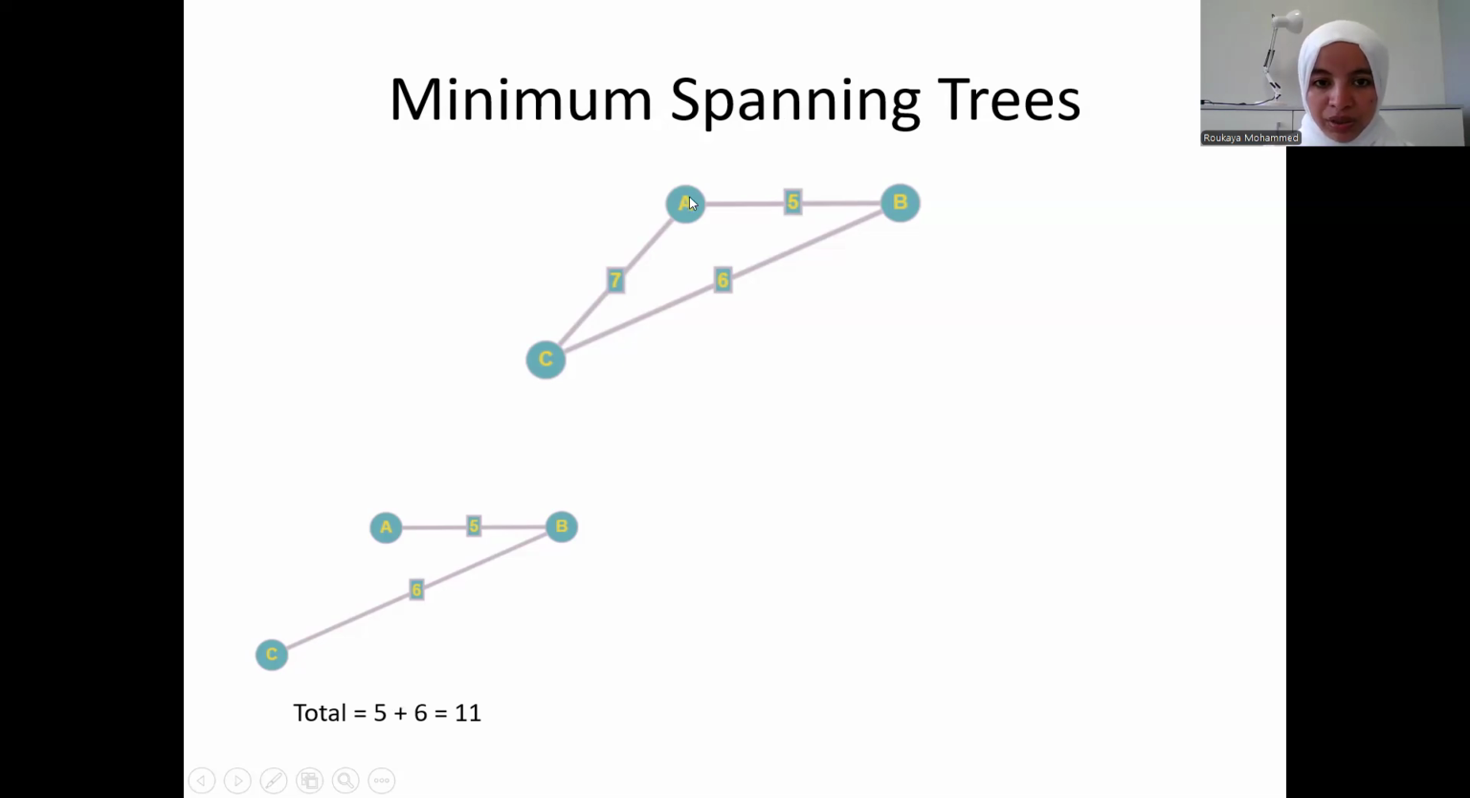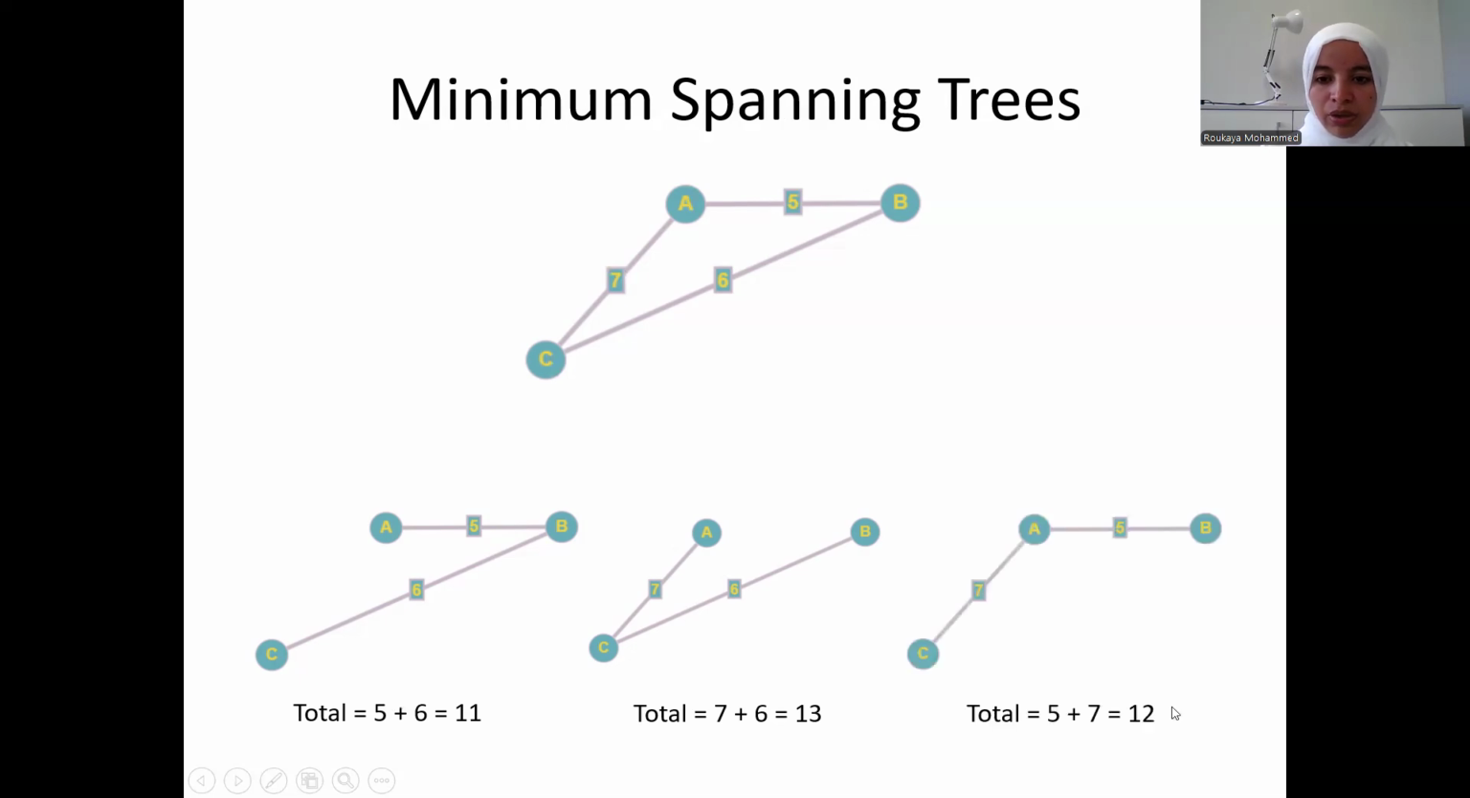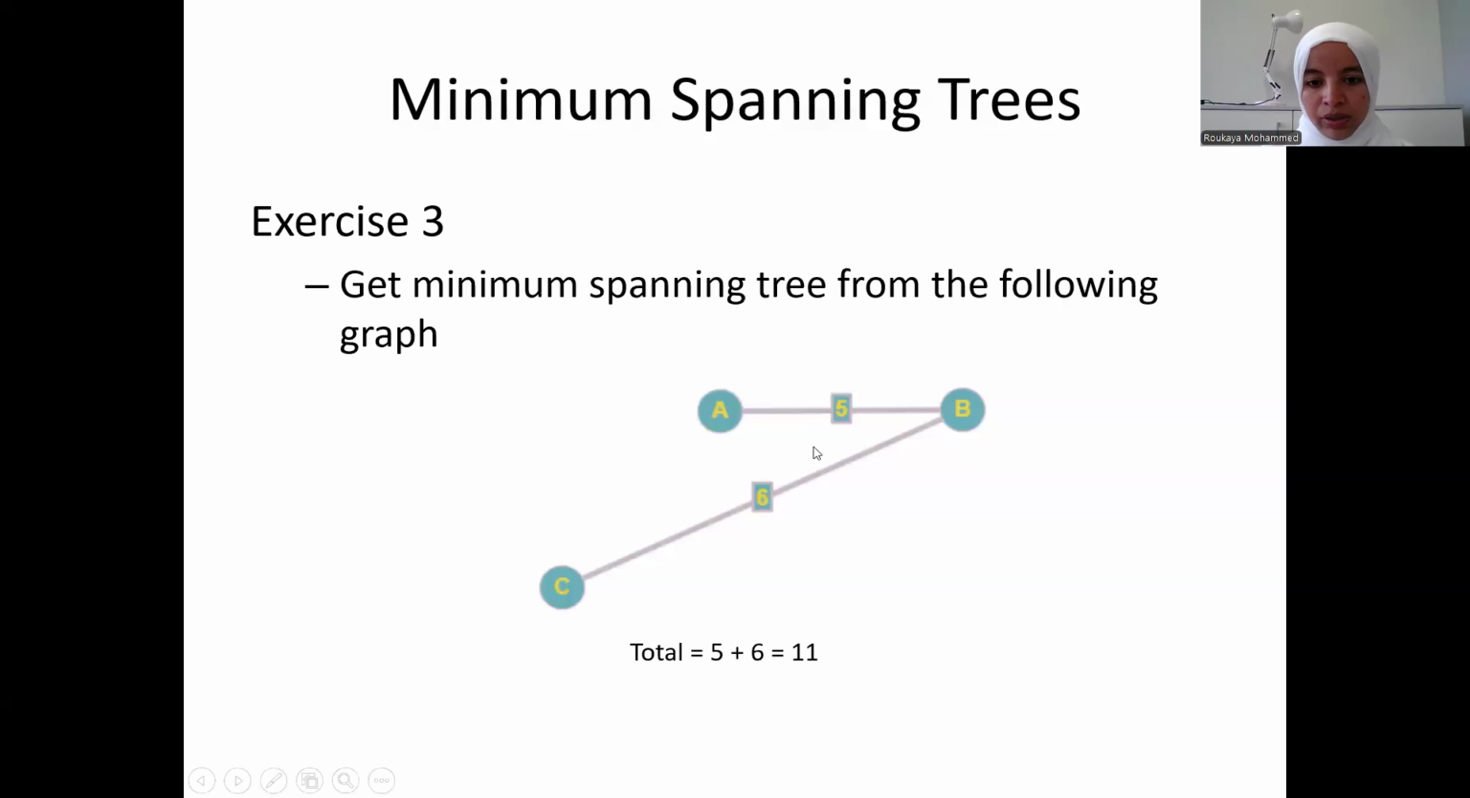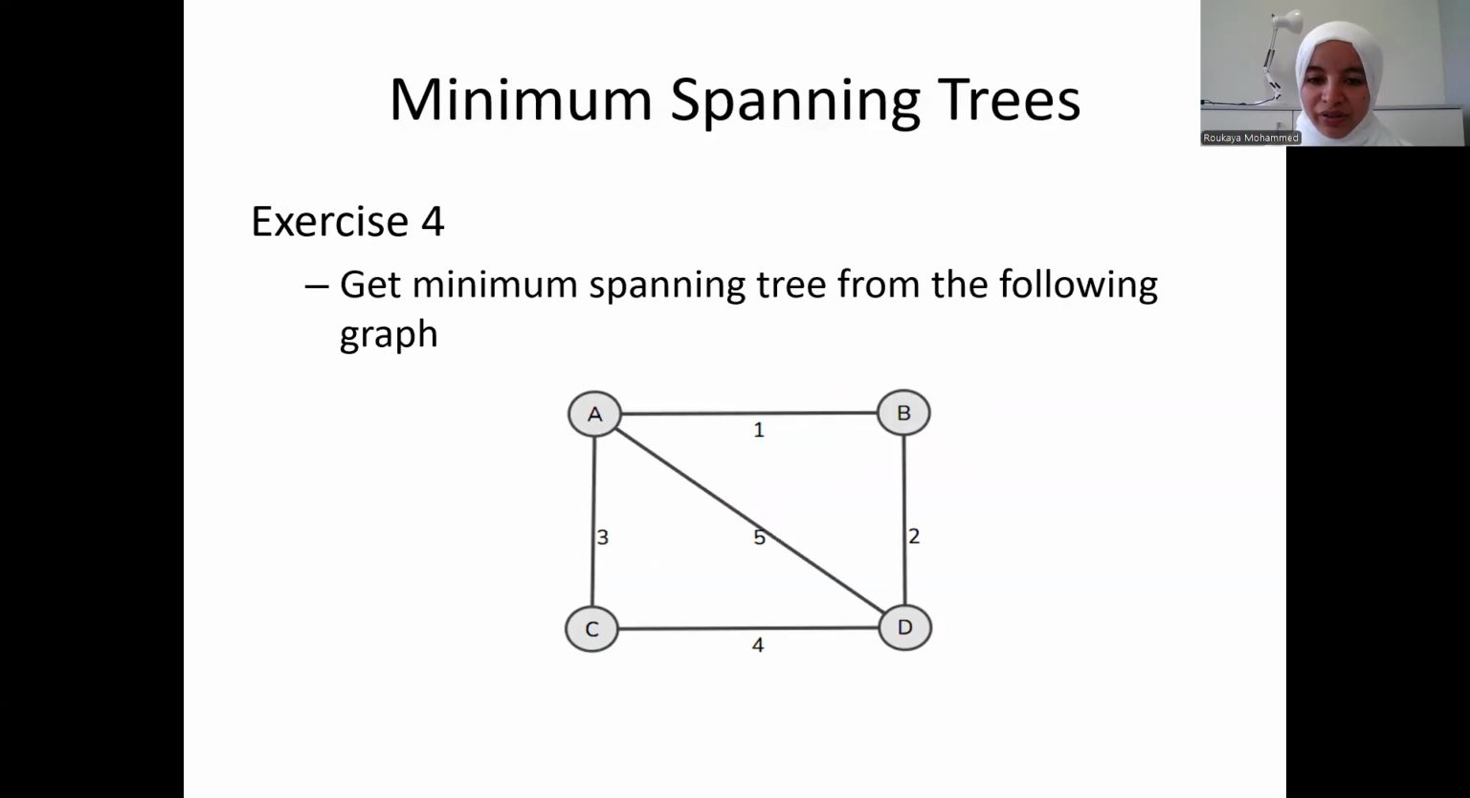Or we can have the spanning tree of A to C and then C to B, which is 7 plus 6, and here it's going to give us a total of 13. Or we can have A to B and then B to C with a total of 7 plus 5, which is 12. And here we can easily see that the first one is the minimum one. So this is going to be our answer, and this is going to be our minimum spanning tree with a total weight of 11. Pretty easy, right?